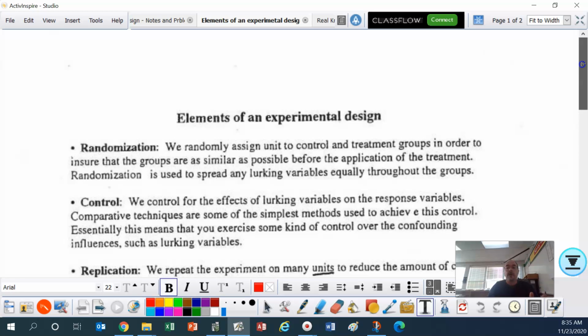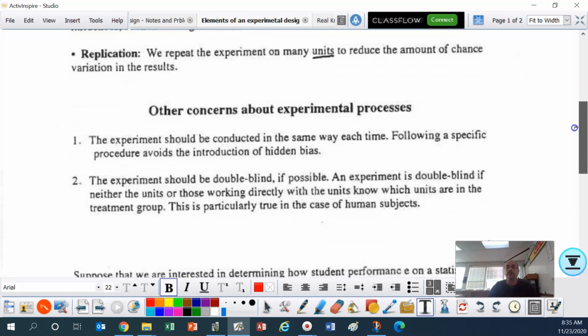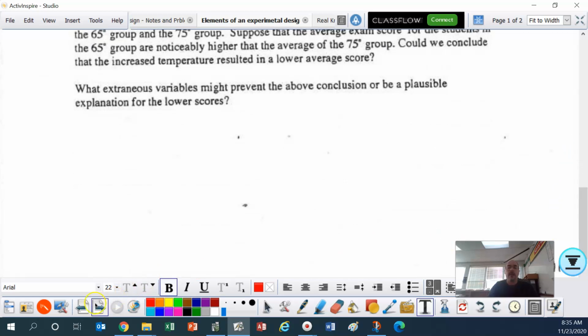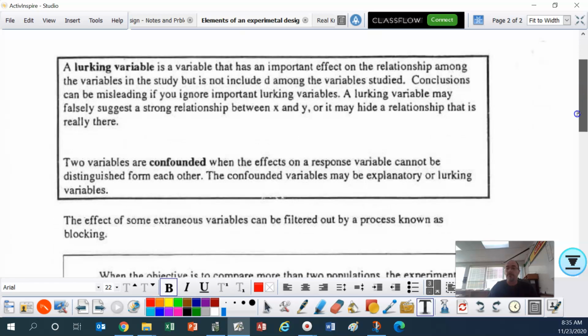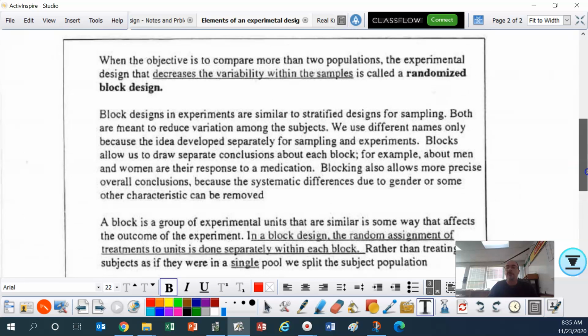All right, so elements of experimental design. Again, randomization, control, replication. Other concerns about experimental processes. And then on the back, we're going to talk about this more in the next video. Well, before that, we've got the lurking variable, confounding, and then about the block design, which I'm going to talk about more in the next video. And there's also a YouTube video that I'm going to have you watch with a different teacher going through a block design, and he actually pulls this up on his screen and talks about it.